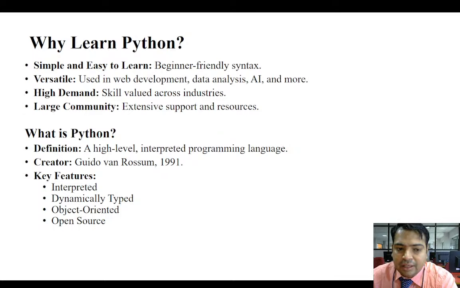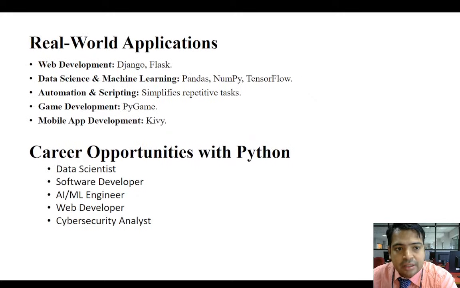So the creator or the inventor is Guido van Rossum, who invented this in 1991. The key features are: it is an interpreted language, dynamically typed, object oriented, open source programming. Real world applications, as I explained, are web development, data science and machine learning, automation, game development, mobile app development. These are only a few of the applications that I have listed. There are many other applications as well.